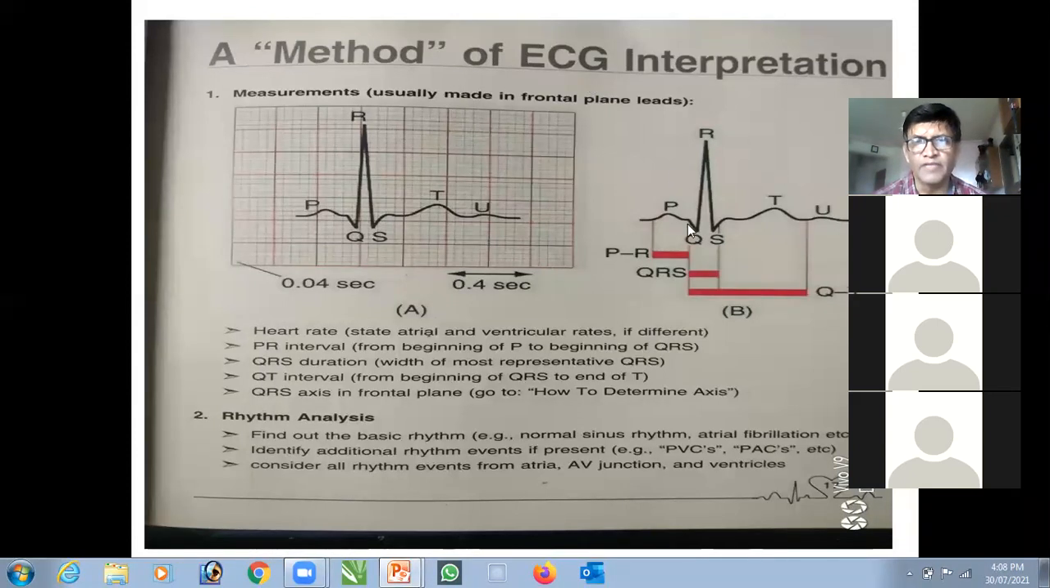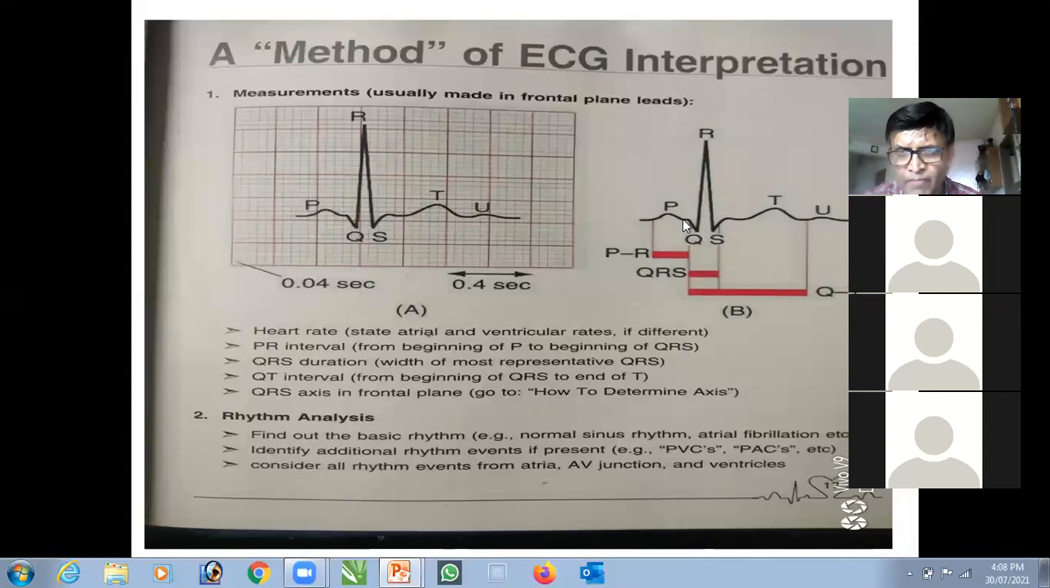Here there is a red mark which is the PR interval. That is the time you have to calculate, from the beginning of P to the beginning of Q. Then the beginning of Q to the end of the S. You can see the S is coming up to the isoelectric line, the reference line. Where it is meeting, that distance is called the QRS distance.